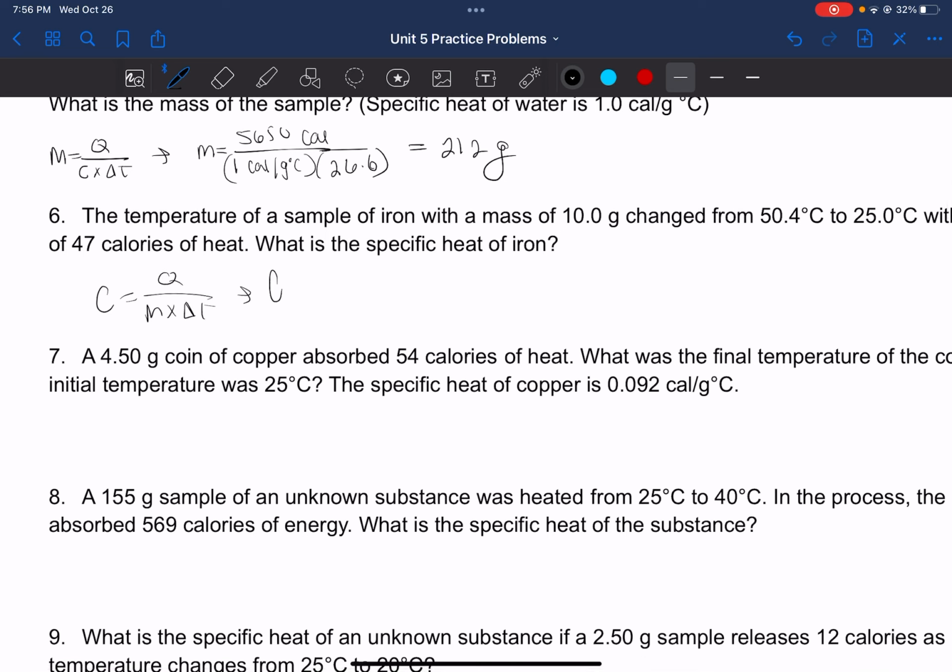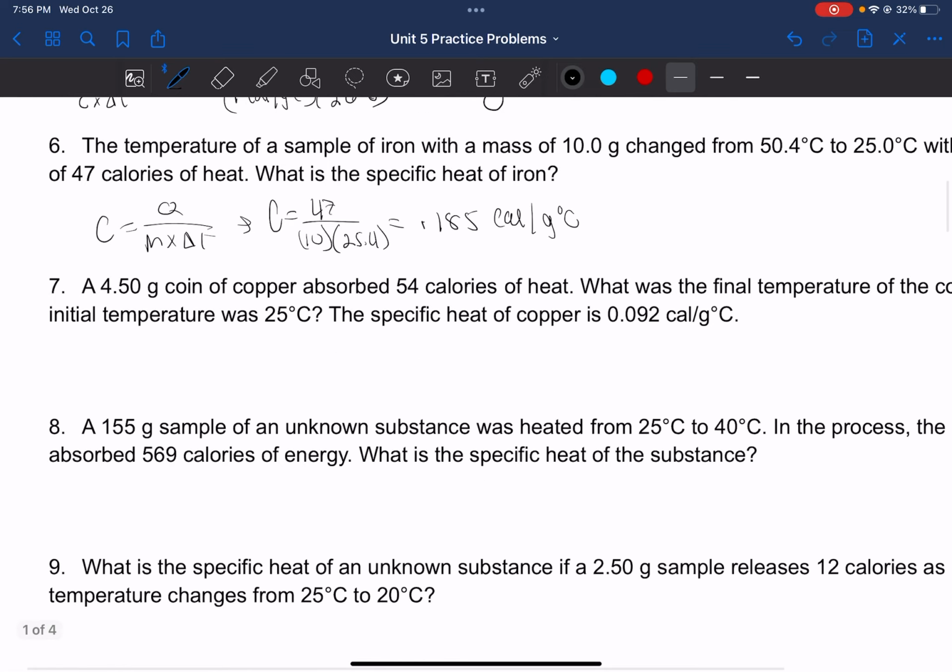So therefore C equals 47 over 10 times 25.4, which equals roughly about 0.185 calories per gram degree Celsius.